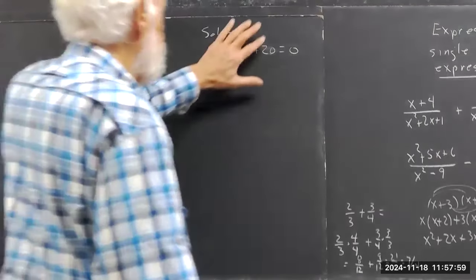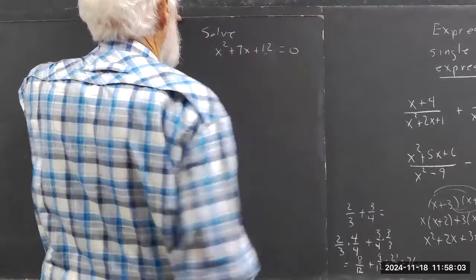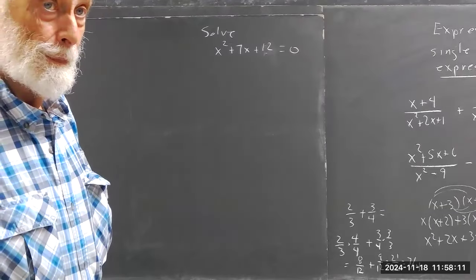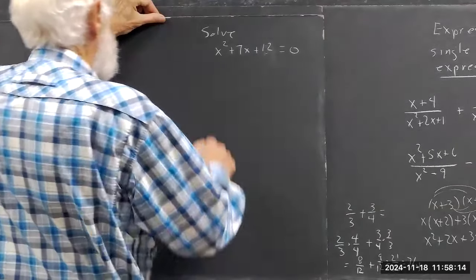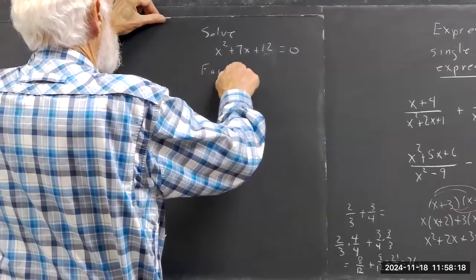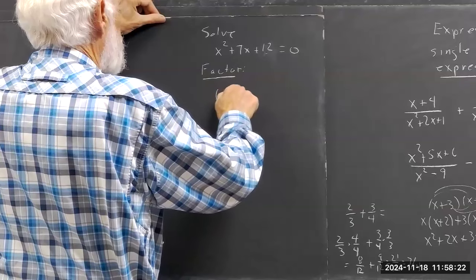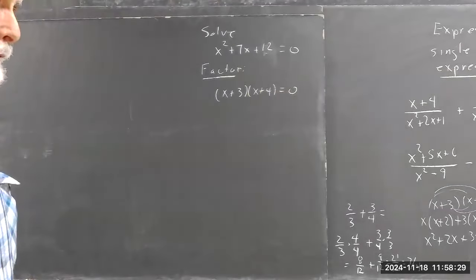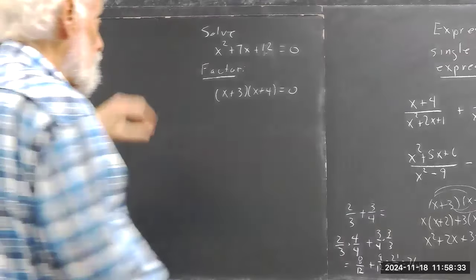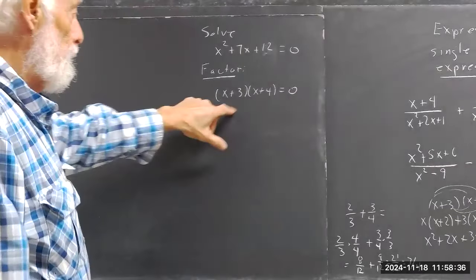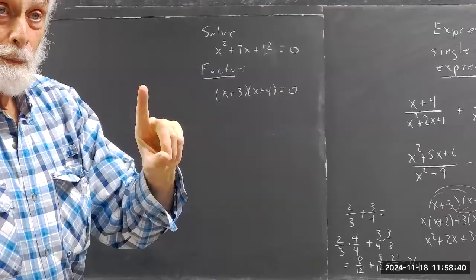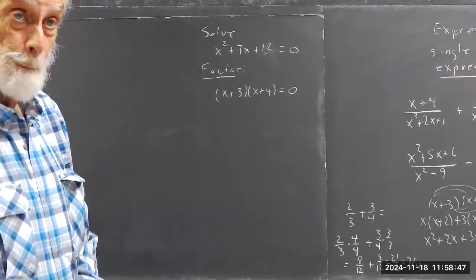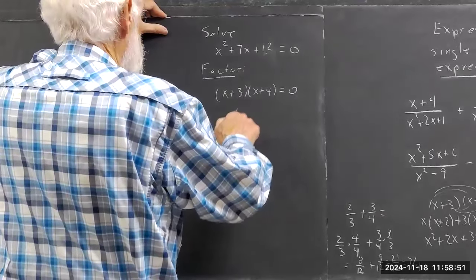Okay. Well, actually, let's go back here. Let's just use this. Okay. Now there are two ways to solve this. We can factor this as x plus 3 times x plus 4. Okay. Now, in order for two numbers to multiply out to 0, one of them better be 0. Because if you got two numbers that aren't 0, they're not going to give you 0 when you multiply them. Okay. For that reason, we say that this equation splits into two equations.